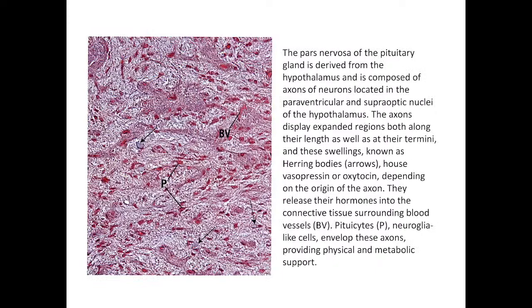The pars nervosa of the pituitary gland is derived from the hypothalamus and is composed of axons of neurons located in the paraventricular and supraoptic nuclei of the hypothalamus. The axons display expanded regions both along their length as well as at their termini, and these swellings, known as Herring bodies, house vasopressin or oxytocin depending on the origin of the axon. They release their hormone in the connective tissue surrounding blood vessels. Pituicytes, neuroglia-like cells, envelope these axons, providing physical and metabolic support.